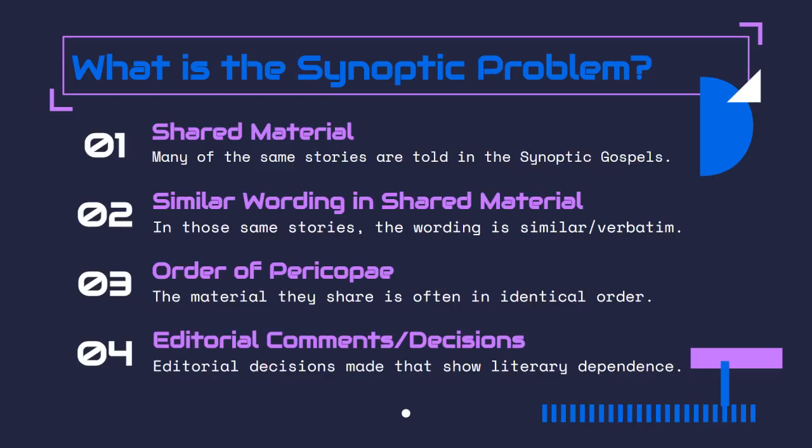And finally, we have editorial comments and decisions that seem to point to literary dependence and are hard to explain via chance. And it wouldn't be much of an introduction if I didn't show you what I was talking about, so here are some examples of shared material, or the same stories that are told in all of the Synoptic Gospels. This is also called the triple tradition.